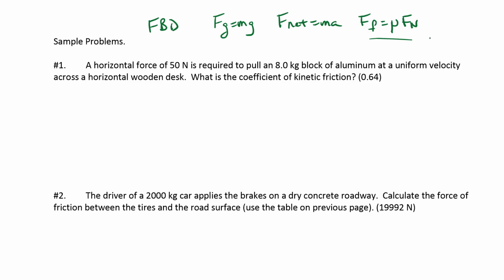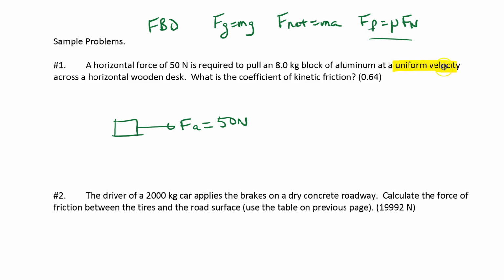Okay, so number 1: a horizontal force of 50 newtons is required to pull an 8 kilogram block of aluminum, or aluminium, at a uniform velocity across a horizontal wooden desk. So let's try to draw that. Okay, so what are all the forces? Well, let's say that the applied force here is to the right. We can really pick which direction, and that we are told is 50 newtons.